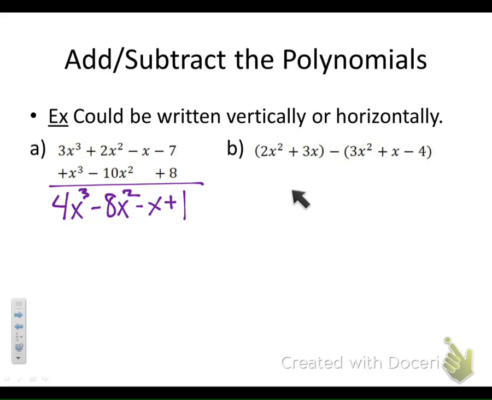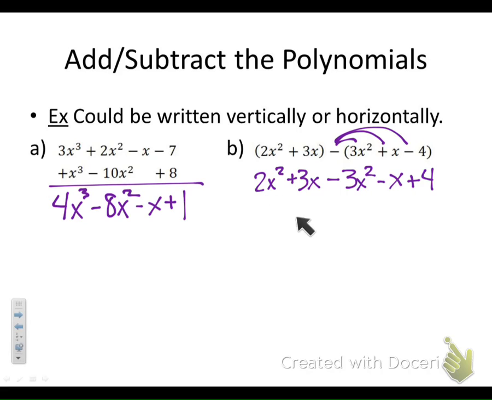But I'm going to concentrate more on the horizontal form. And on the pretest, I noticed a lot of us missed this because we didn't distribute that negative sign. So those signs all change, and then I get like terms together. So 2x squared and negative 3x squared is negative 1x squared. When we're getting like terms together, the x squared does not change. We don't mess with the exponents here when you're adding or subtracting like terms.